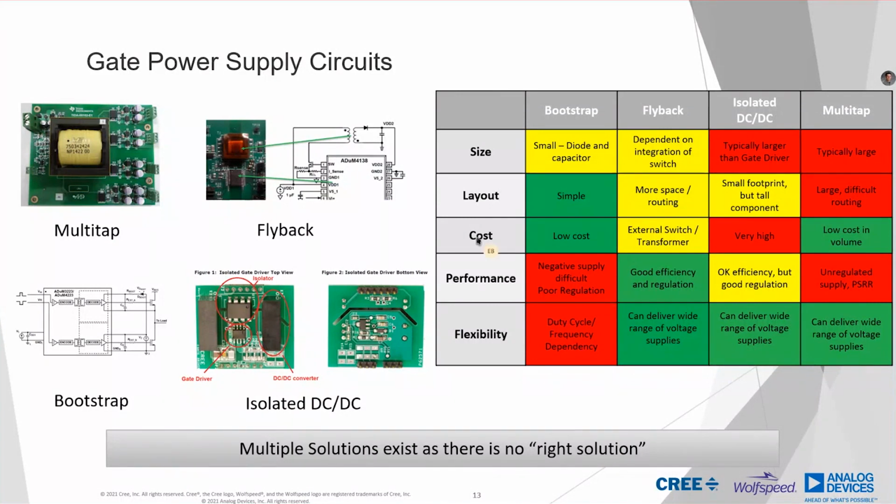Another solution that is common is the flyback or a multi-tap type configuration. So there you're going to add some extra components. You build a little flyback. It could be the flyback controller is inside the gate driver. It could be it's a totally separate thing. You're going to have more parts, more cost. But if you have a flyback for each gate driver, now you have good efficiency and regulation, and you can get the voltages that you want.